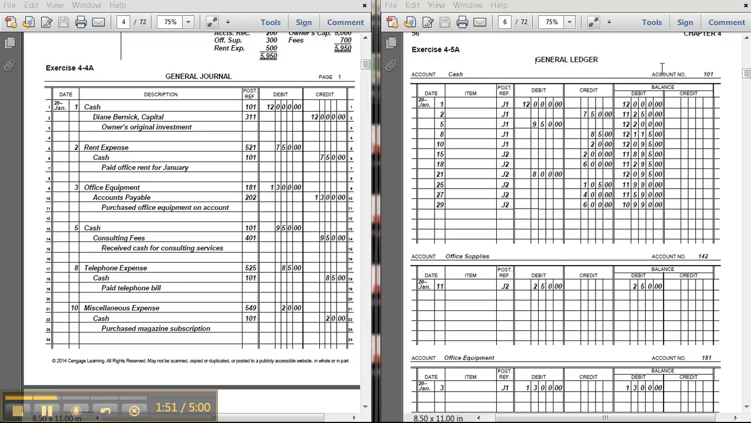Then the last step is I take my account number from the ledger, which is 101, and I put it back in my post reference column for my cash account on the journal, and that tells me that I have posted that transaction. Okay, then you just go in order.